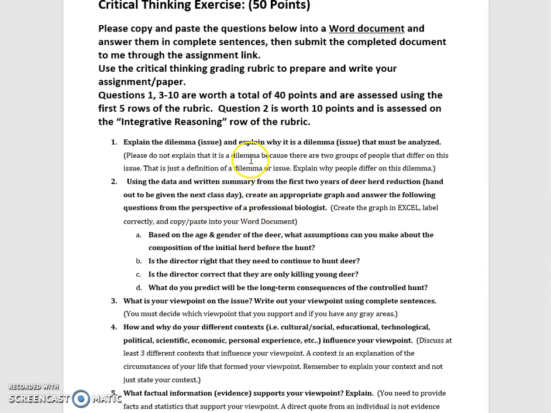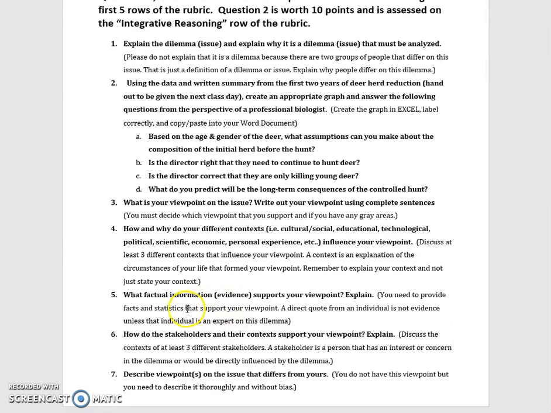And so the critical thinking itself asks what's the dilemma, what's your viewpoint, how and why do your different contexts influence your viewpoint? What factual information supports your viewpoint? How do the stakeholders and their context support your viewpoint?